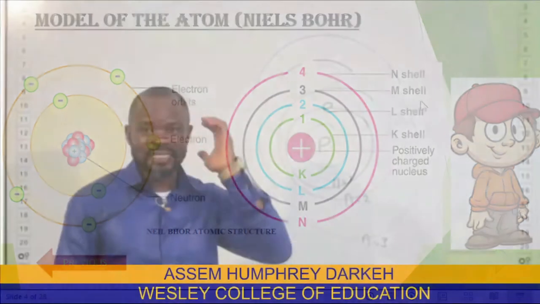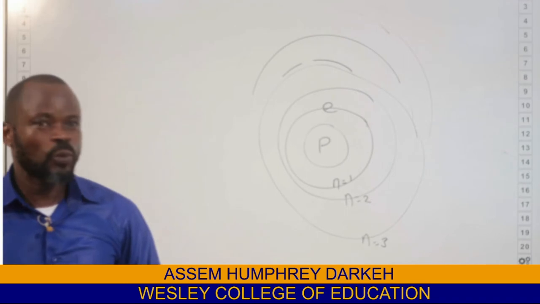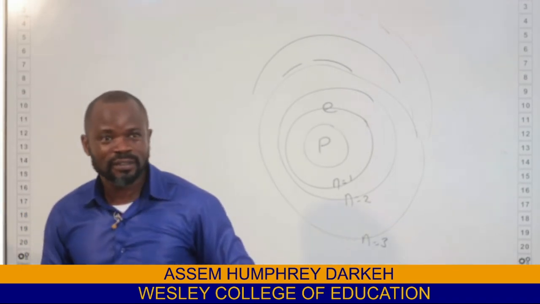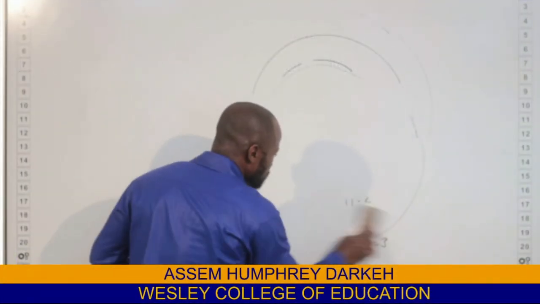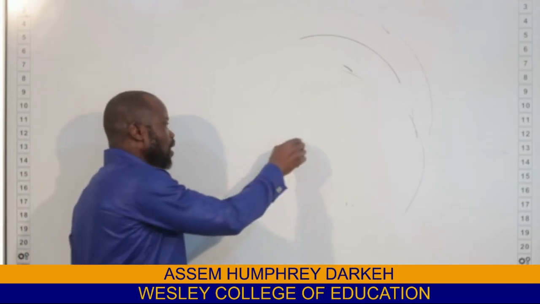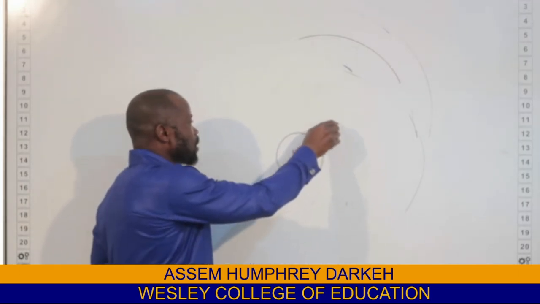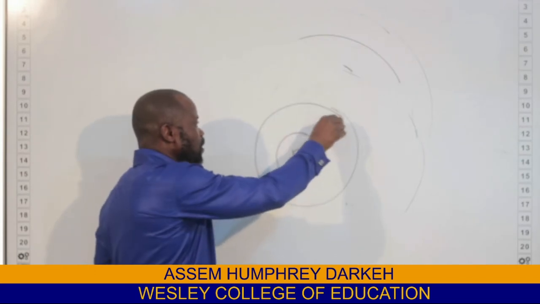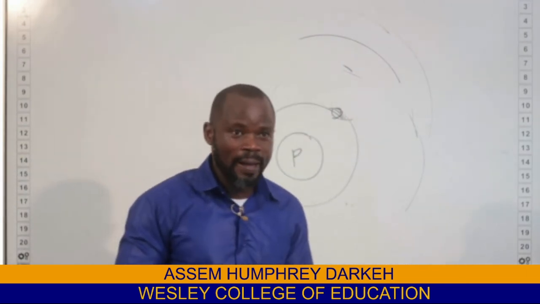Now, he made some assumptions in his proposal. Bohr made a number of assumptions. At least we know about six of these proposals, and we're going to go through one by one. His first assumption was that the electron in the hydrogen atom travels around the nucleus in a circular orbit. As I have shown on this board, we have the nucleus, which contains the protons and then the neutrons, and this is the shell, which is the orbit, and an electron here is supposed to be moving in a circular orbit.